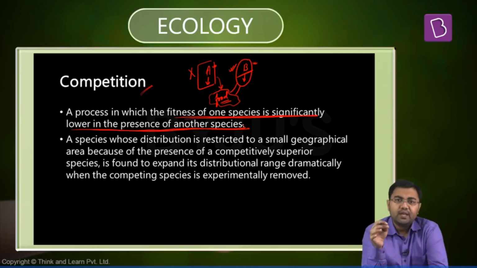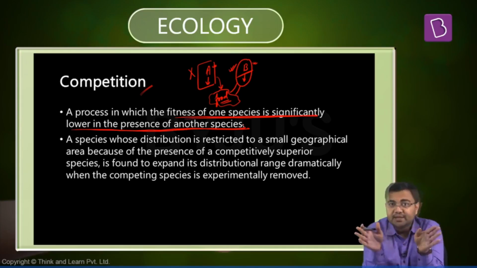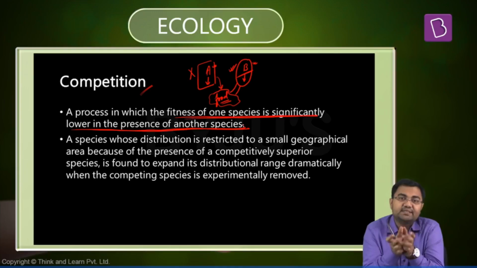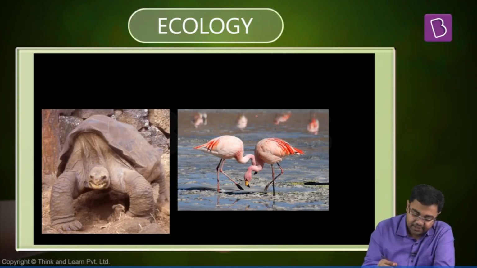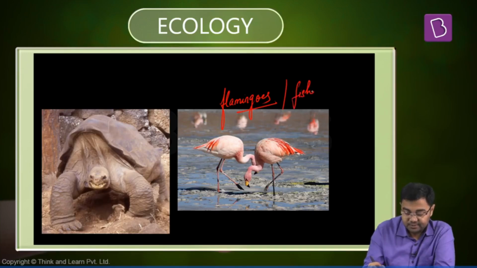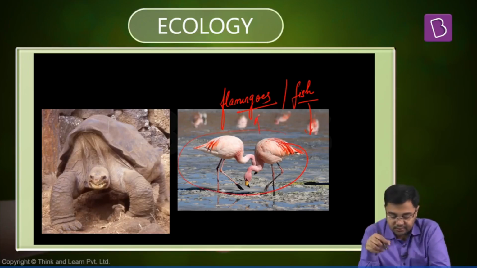Now you will see there are many areas where two or more organisms may not be related, because there are theories that say that competing species should be related, but that may not be the case. For example, if you look at this particular diagram, we are talking about flamingos. So flamingos as well as fish which are there in the water, they both compete for the same food.